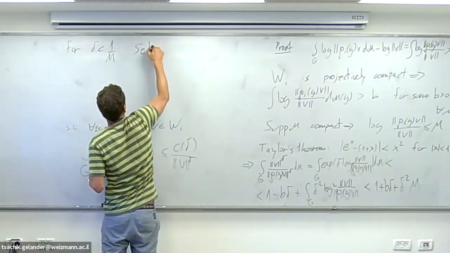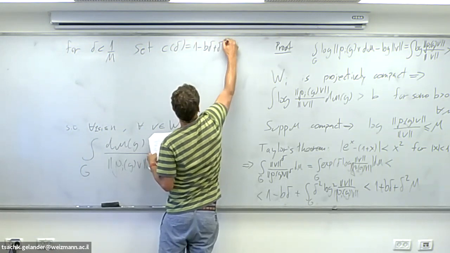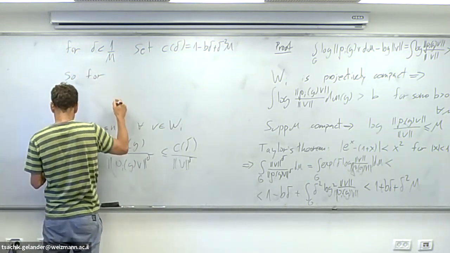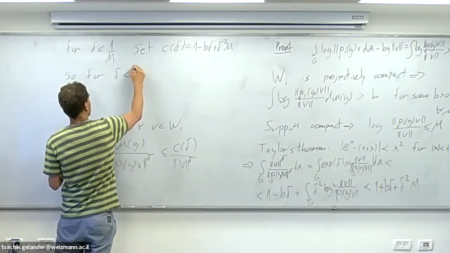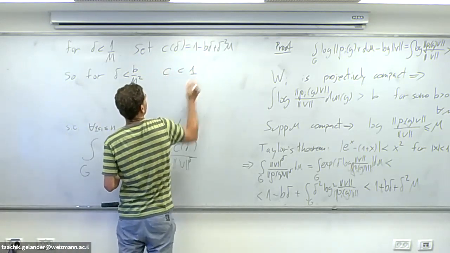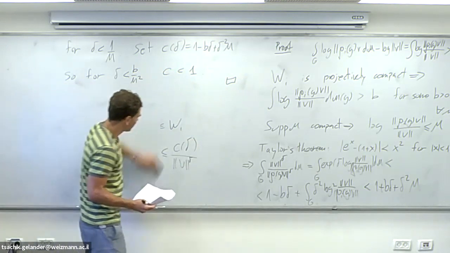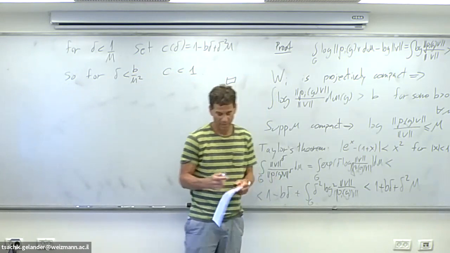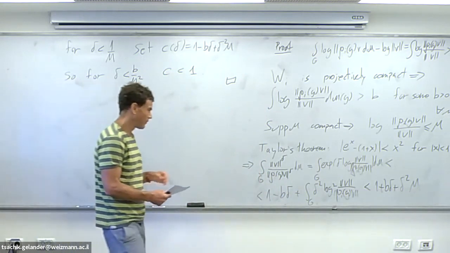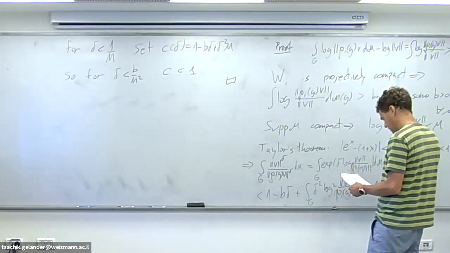Now set C of delta to be 1 minus b delta plus delta squared M, and again see that for small delta, let's say delta less than b over M squared, we have that C is smaller than 1. It's a bit tedious, I'm sorry, but anyhow. Is the minus missing? Yes, there is a minus missing here.